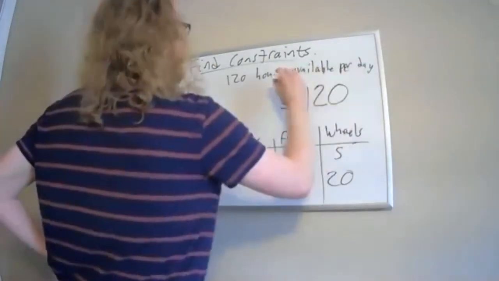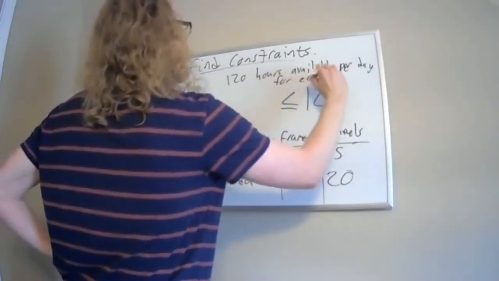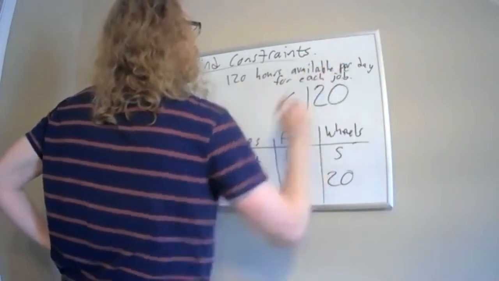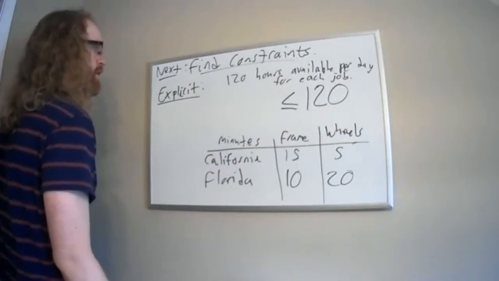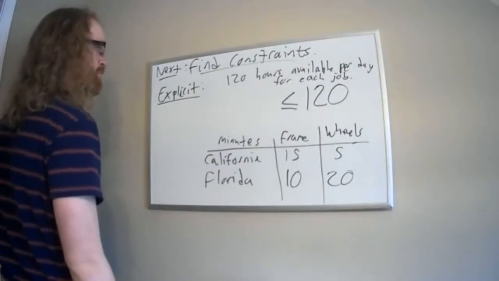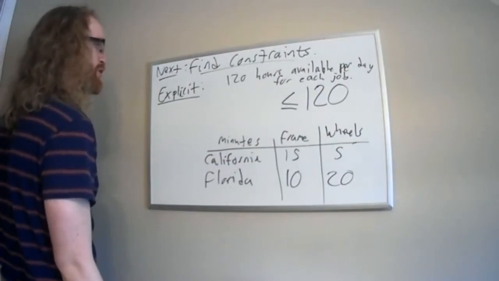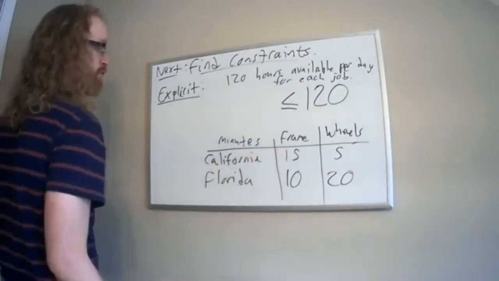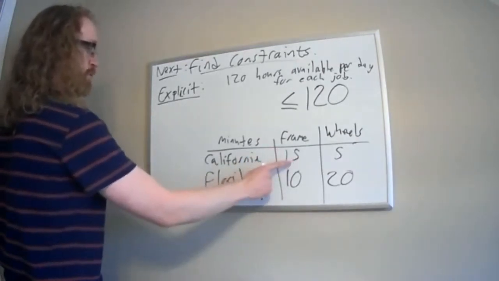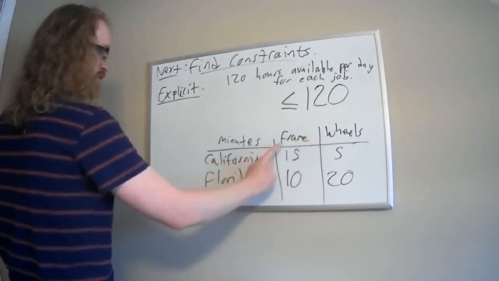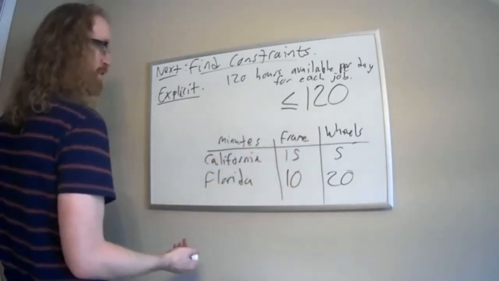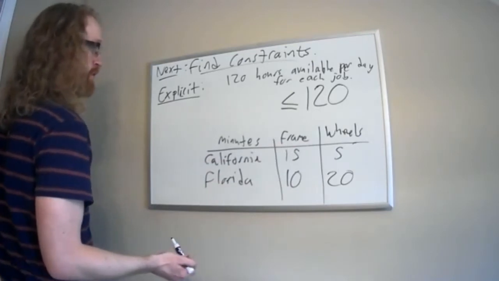Oh, and yeah, this was for each job, by the way. So 120 hours available per day for each job, right? There's 2 jobs. I can't remember if that was said before or not. But anyway, 120 hours per day for each job. So let's convert these into constraints, right? Because I know how much time it takes to do the frames for the California and the wheels for the California, and similarly for the Florida. Let's convert these into maybe 2 different inequalities.